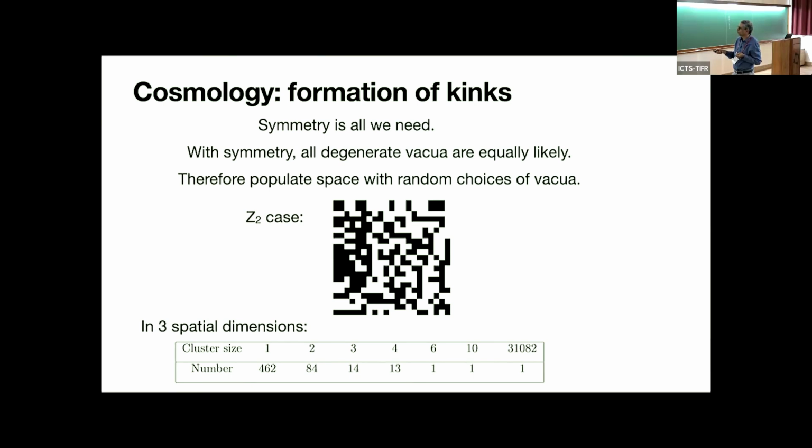And then you come down to 1 cluster. And then there is 1 cluster of 31,082 of these cells. So basically, all the walls are in this one infinite cluster. I mean, this is on a finite lattice. If you take it to be infinite, then this phase transition forms one giant connected domain wall with some complicated topology.